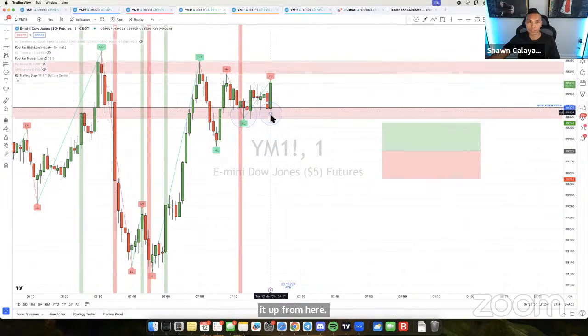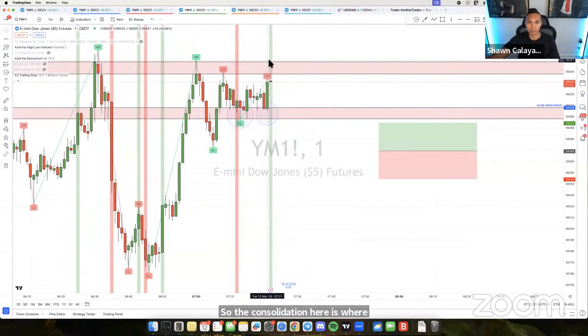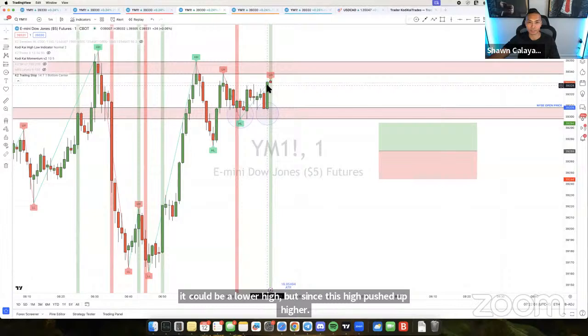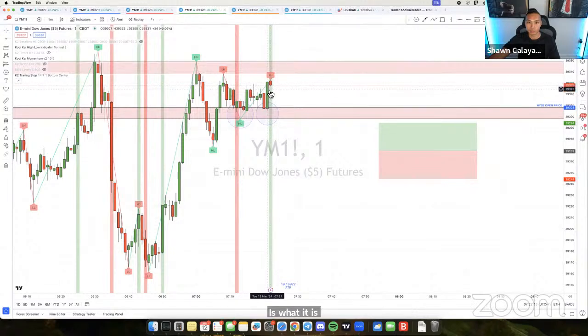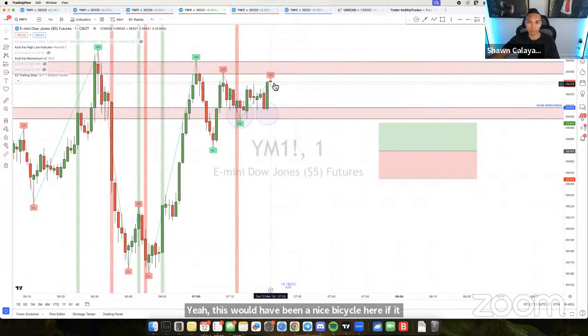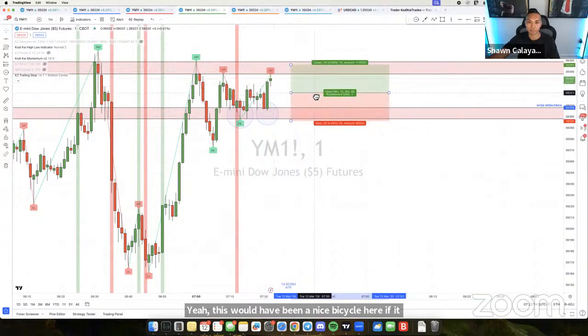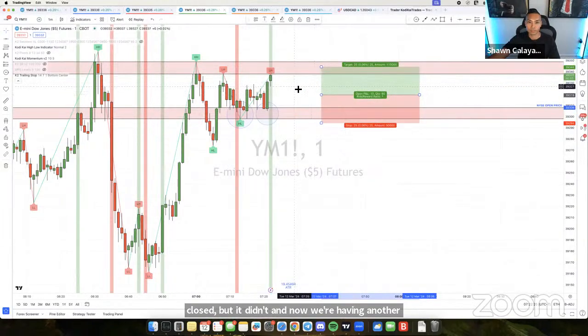Okay, so the low actually is not even there anymore because there's a new high. So the consolidation here is where it gets messy, because it could be a low or a high, but since this high pushed up higher, I was hoping this would have been a buy signal, but it's all good. It is what it is. Yeah, this would have been a nice buy signal here if it closed, but it didn't. And now we're having another possible buy signal right here. There's still no entry.